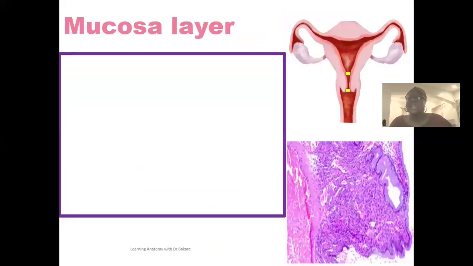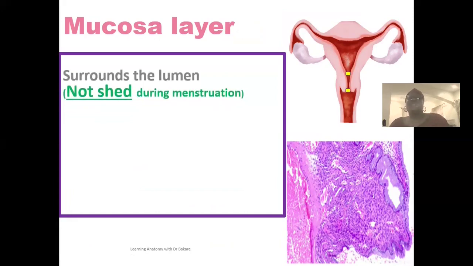The mucosal layer is the innermost layer, and it is seen to be lining the lumen of the cervix. This region is not seen to be shed during menstruation. If you go back to the menstrual cycle, during the process of menstruation, the shedding of the endometrium lining in the uterus is not extending to the mucosal lining of the cervix. So the mucosal lining of the cervix is not shed during menstruation. If you look at this lower image, this is the mucosal layer of the cervix, and this is what is carved out here in black.